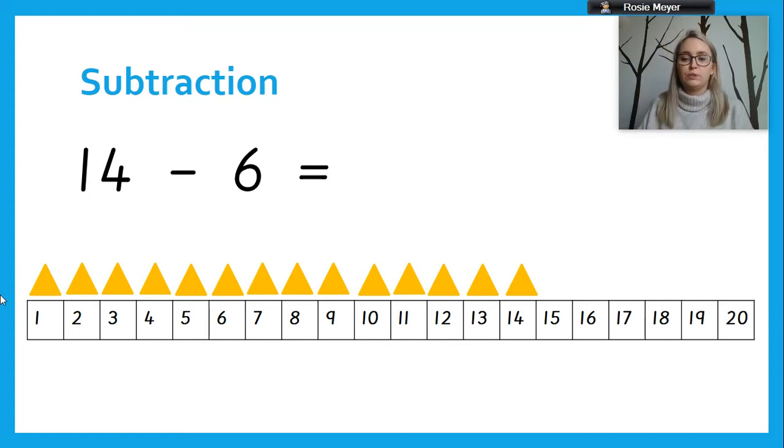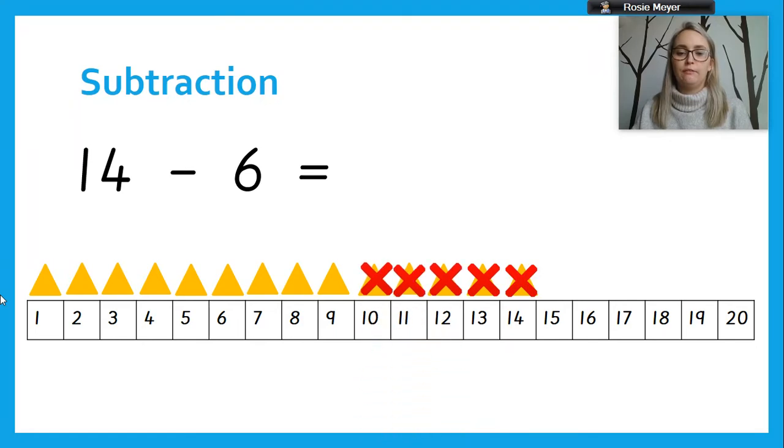So we've got our 14 triangles on my number track, and this time I'm subtracting 6 triangles and finding out how many are left behind, how many are left over when we have taken away 6. So let's start counting those triangles we are taking away. 1, 2, 3, 4, 5, 6. Fantastic. I've now taken away 6, but that means that we need to now count how many we have got left on our number track.